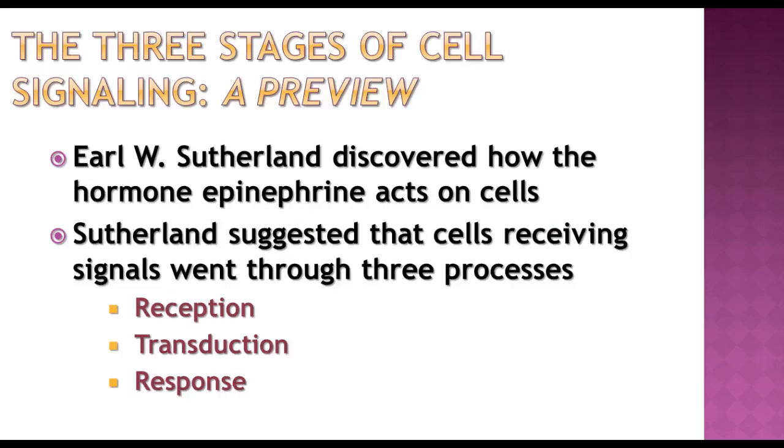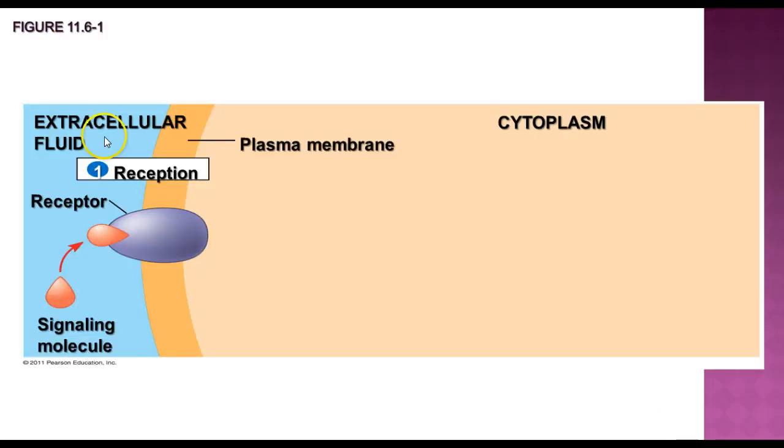Now, there are 3 stages of cell signaling. These were first discovered by Earl Sutherland, and he was studying how the hormone epinephrine acts on cells, and his suggestion was that there were 3 processes: reception, transduction, and response. And so we'll talk about each one of these in turn.